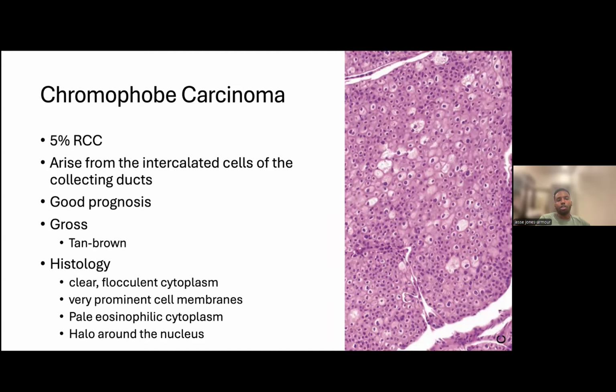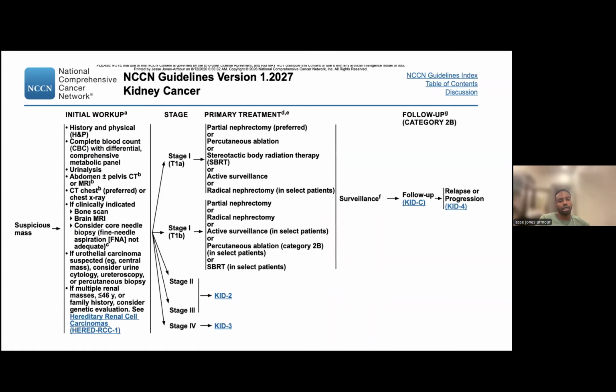And then you have your chromophobe carcinoma. These account for 5% of renal cell carcinomas. Now, these ones arise from the intercalated cells of the collecting ducts. These ones have a good prognosis. Firstly, they are tan-brown masses. However, on histology, they have clear flocculent cytoplasm, very prominent cell membranes with pale eosinophilic cytoplasm and a halo around the nucleus.